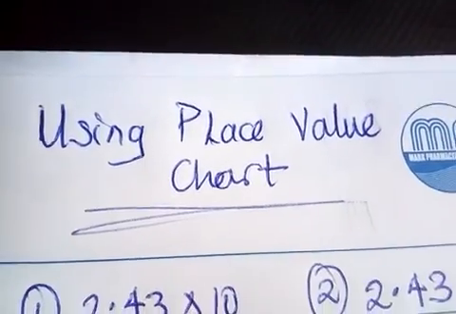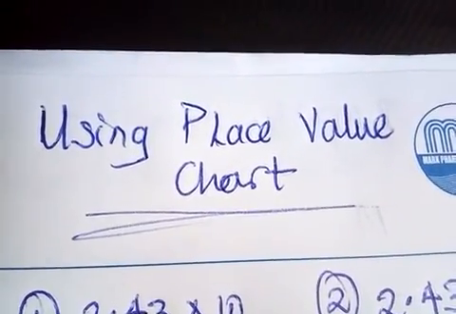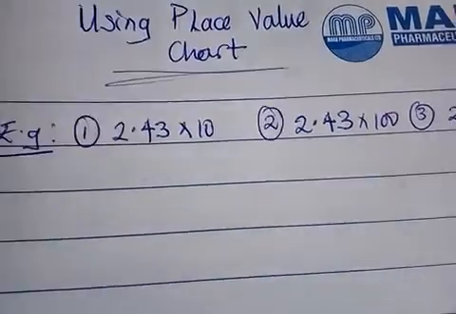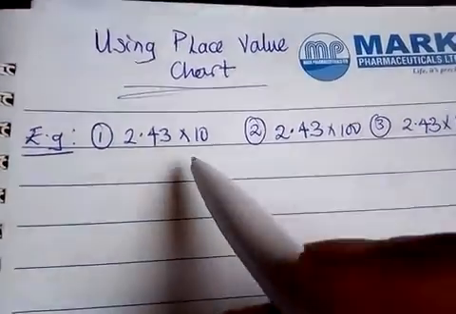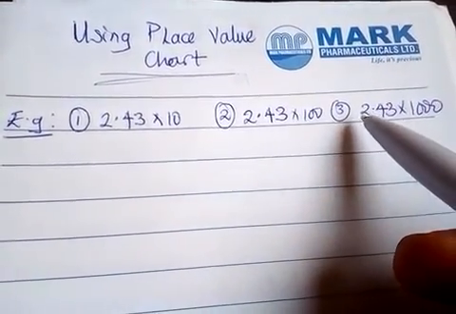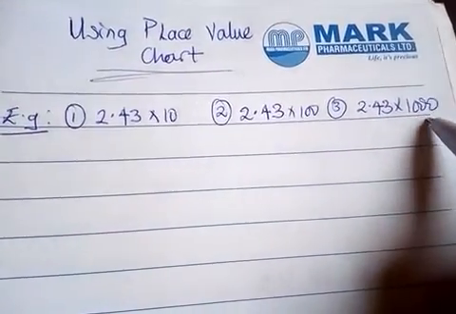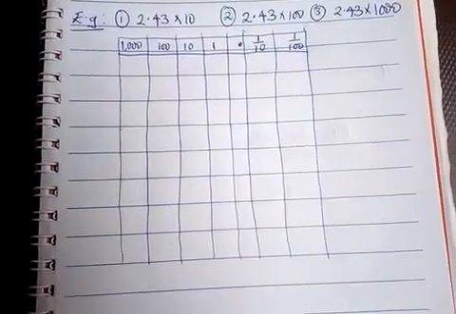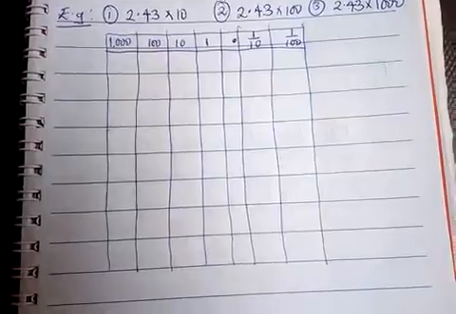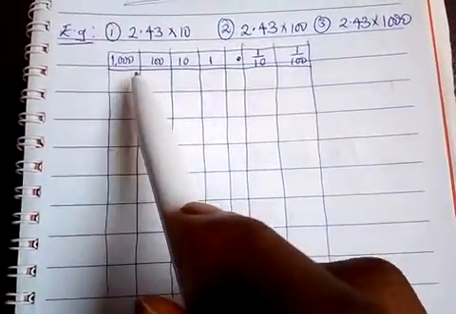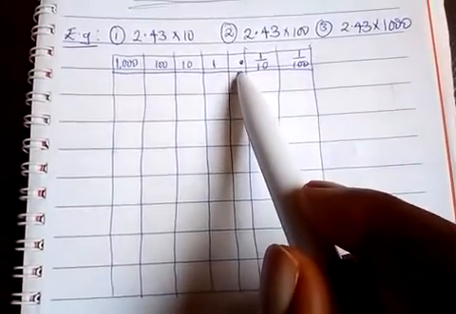Okay, today we'll be talking about using place value charts to solve questions such as 2.43 times 10, 2.43 times 100, 2.43 times 1000. So let us draw our chart now. Okay, here's our chart. You can see here, this is our place value from the decimal.